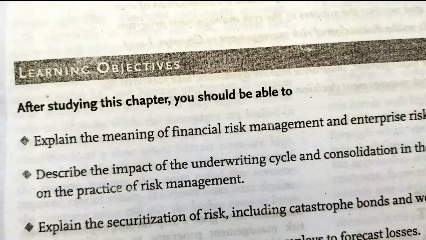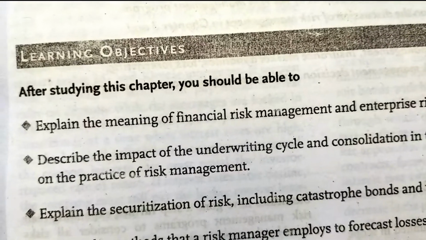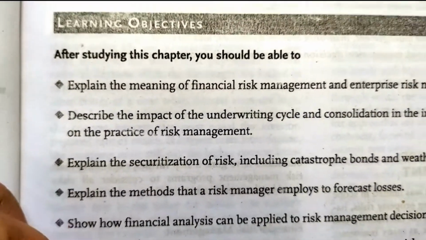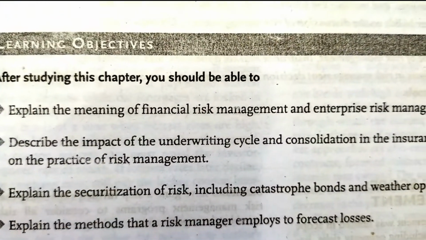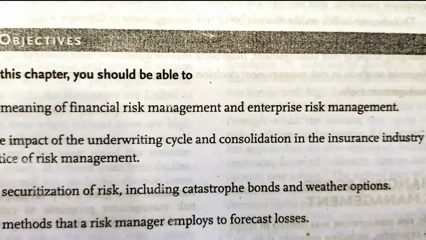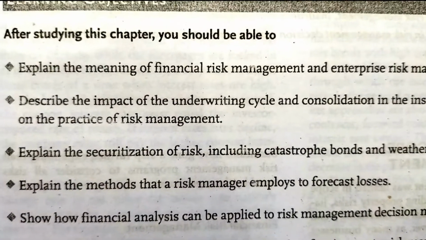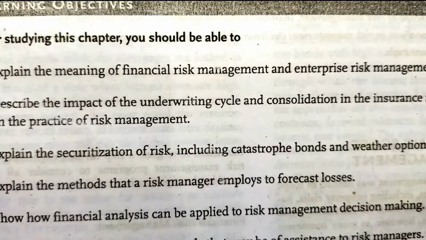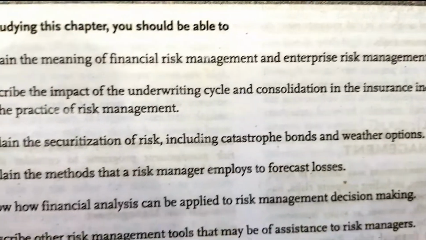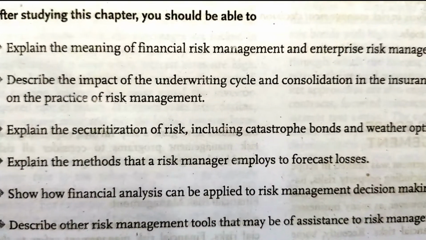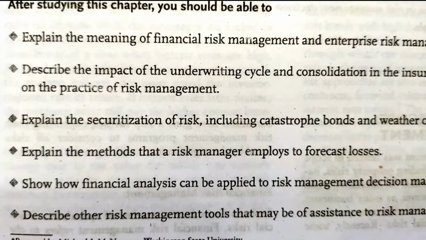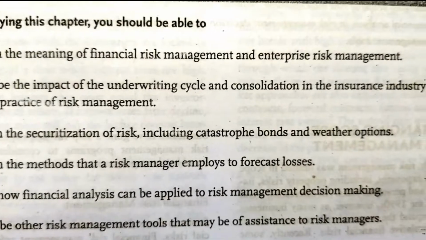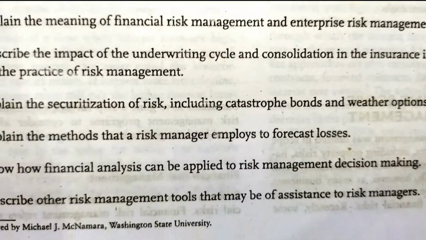So here is the learning objective. After studying this chapter, you should be able to explain the meaning of financial risk management and enterprise risk management. Describe the impact of the underwriting cycle and consolidation in the insurance industry on the practice of risk management. Explain the securitization of risks, including catastrophe bonds and weather options.